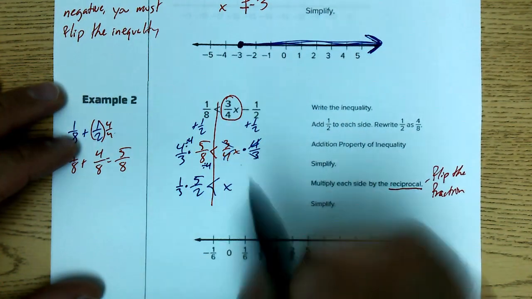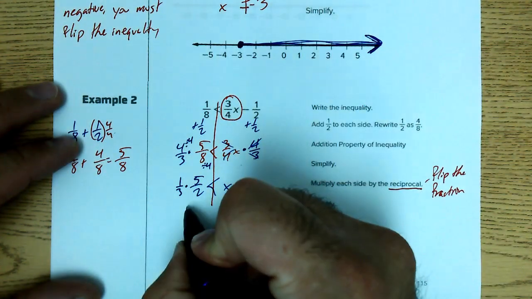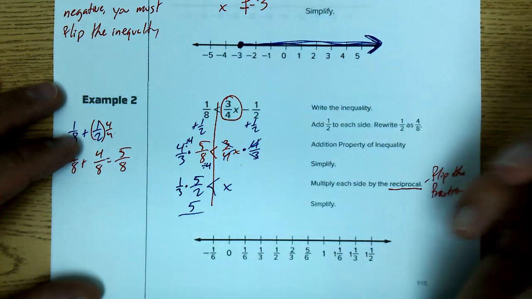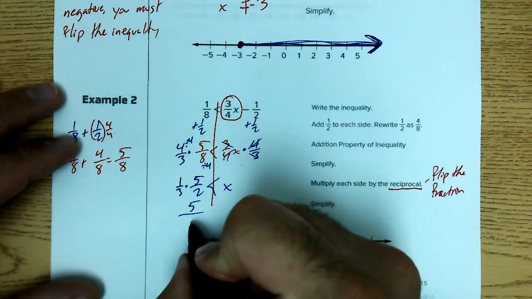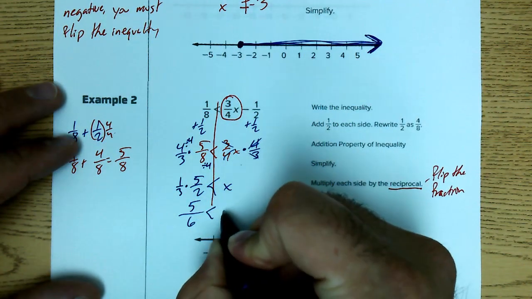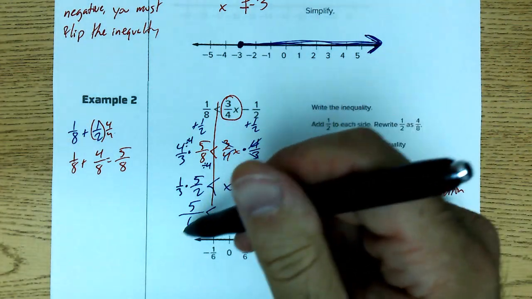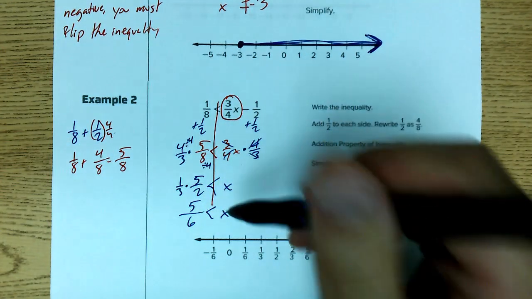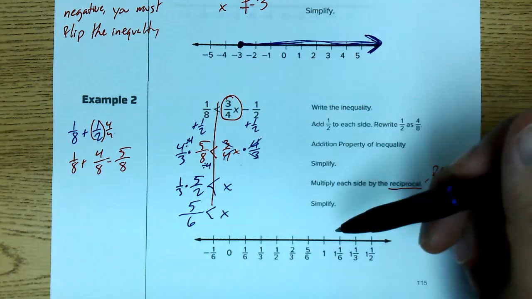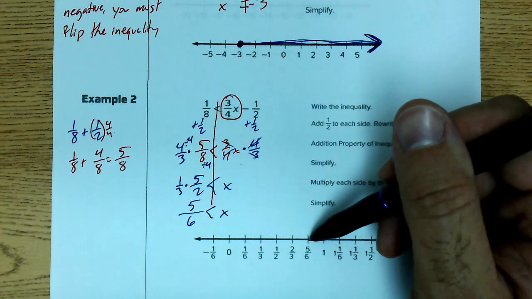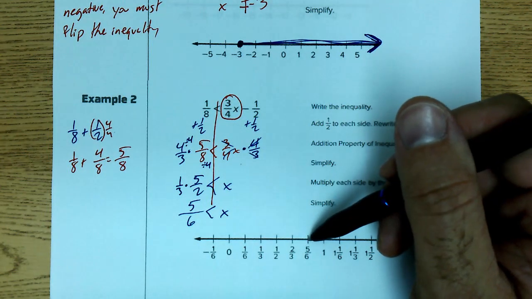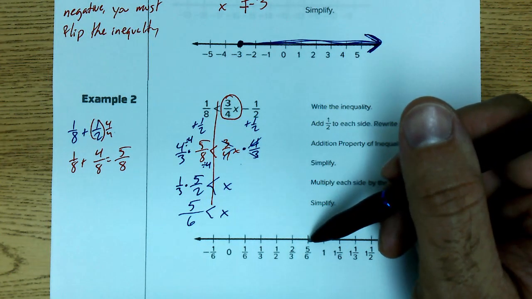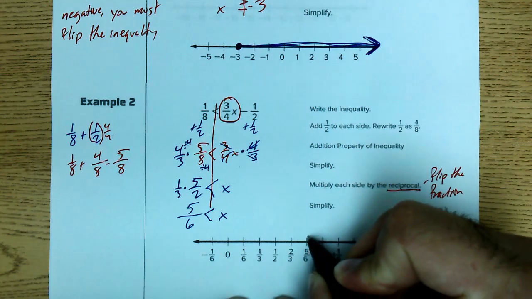What's 1 times 5? 5. What's 3 times 2? 6. So 5/6 is less than x. So we got to put something at 5/6. Is that going to be an open circle or a closed circle? Well, that's going to be open.